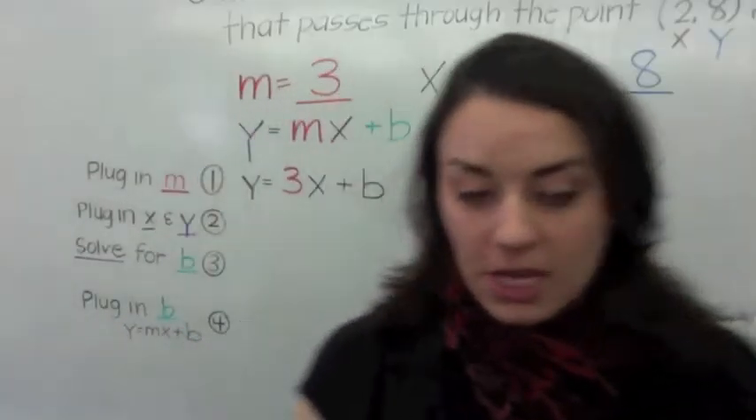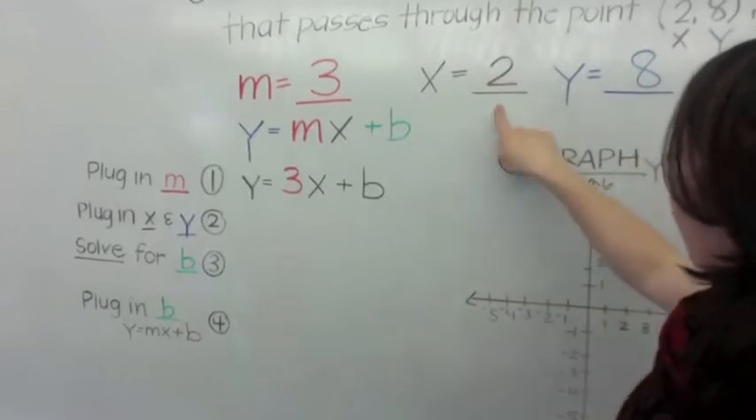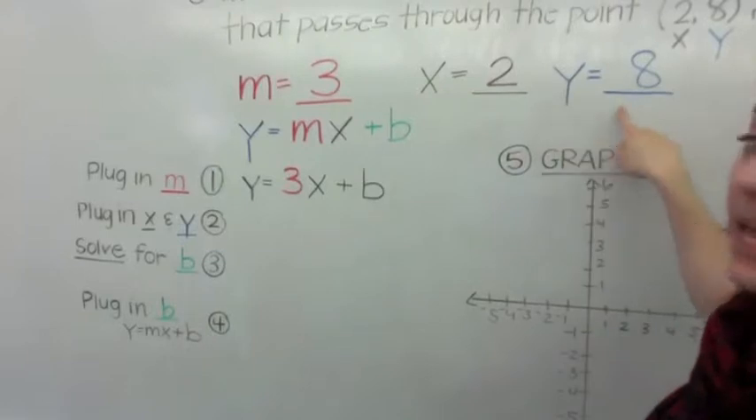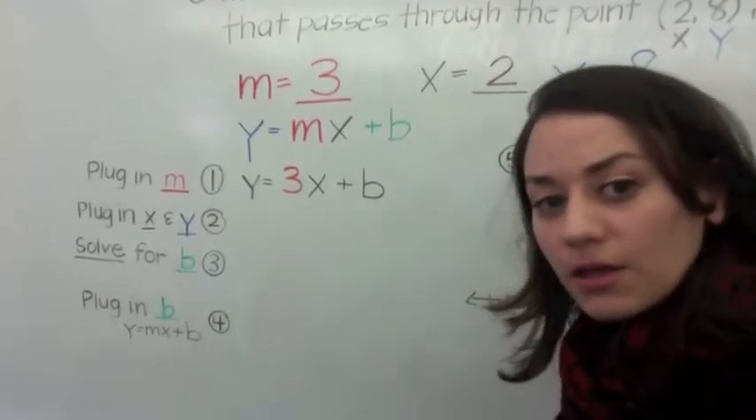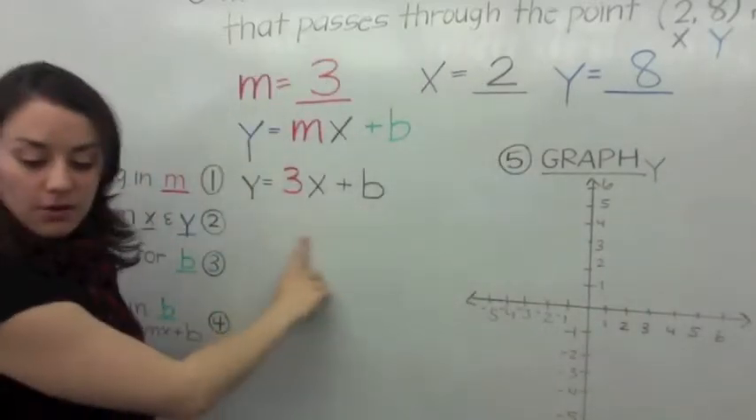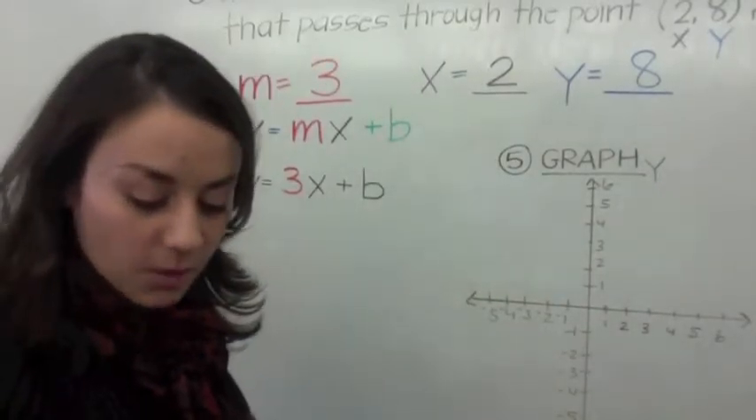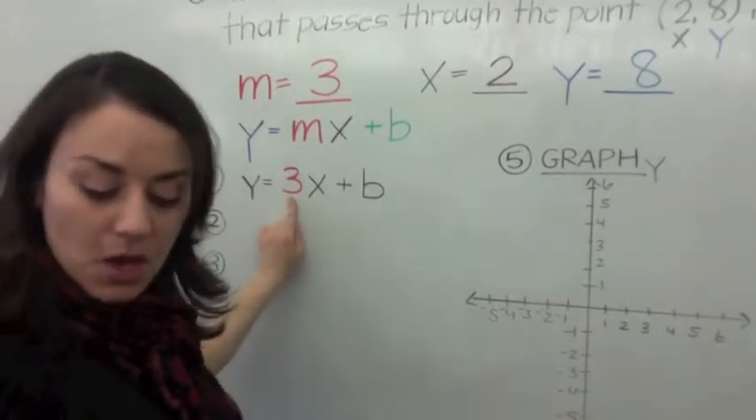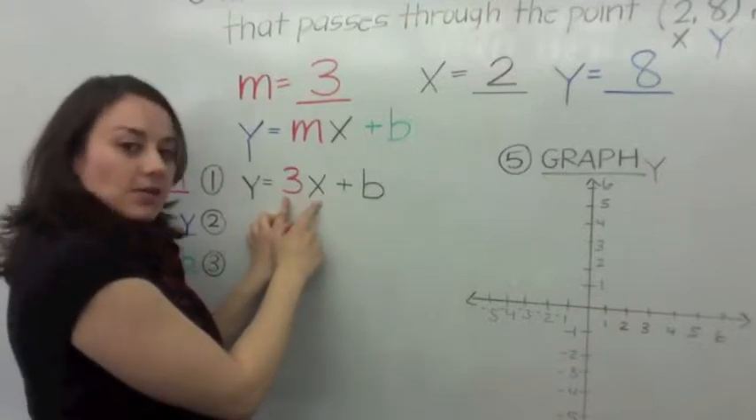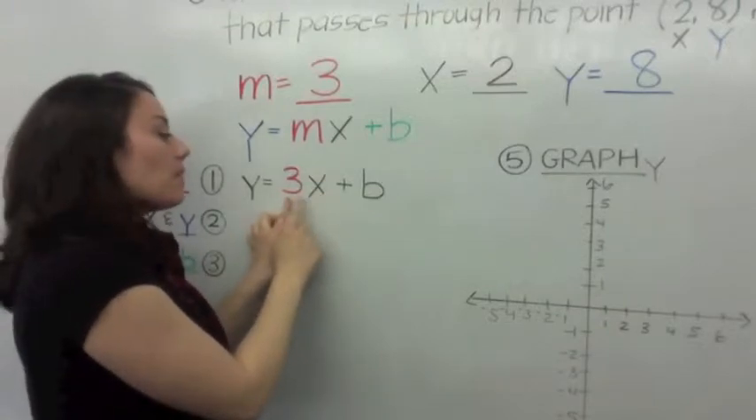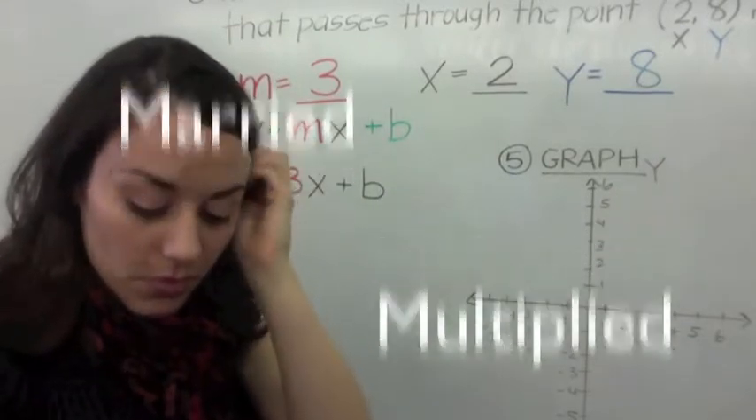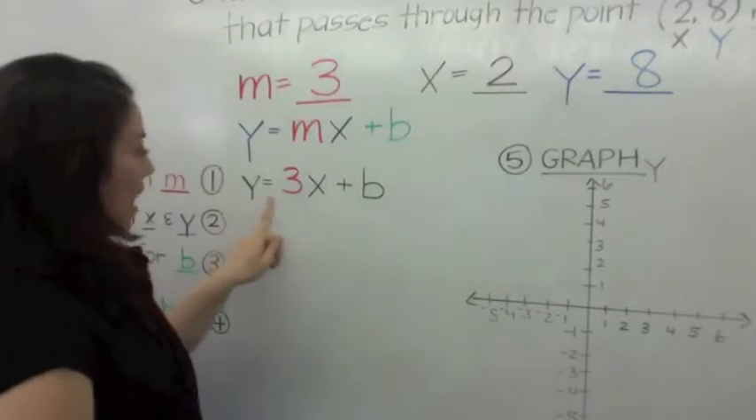So now you ask yourself, what is x and y? Well, x is 2, and y is, what's y? It's 8. So we're going to use the same formula, y = mx + b, and we already have 3. But you have to notice something. 3 is being what? It's married to x, right? It is. So they're being, what's this? Multiplied.